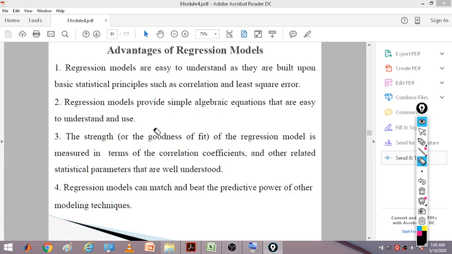The strength of a regression model is measured in terms of your correlation coefficient and other related statistical parameters that are well understood. And the strength will be measured by the R value, that is the correlation coefficient. Okay, so by getting that value, you can know what the strength of it is, how strongly the features and the output variables are related with each other. Then a regression model can match and beat the predictive power of other modeling techniques. So it can compete with the other modeling techniques for making predictions.